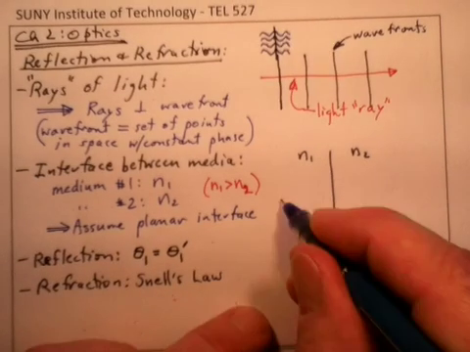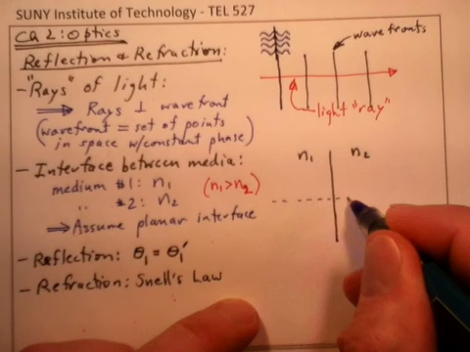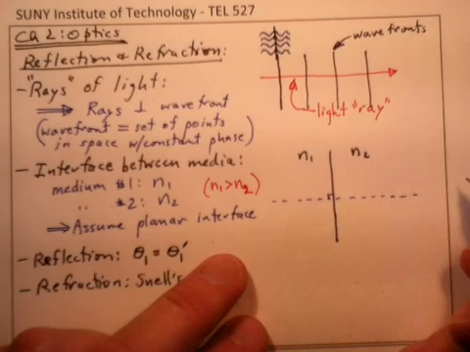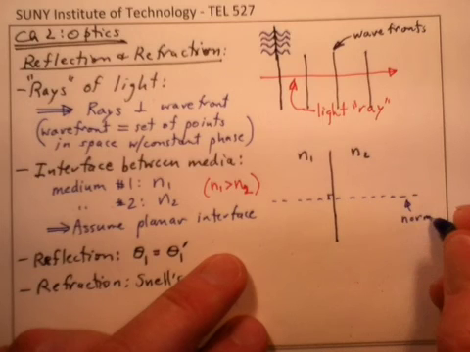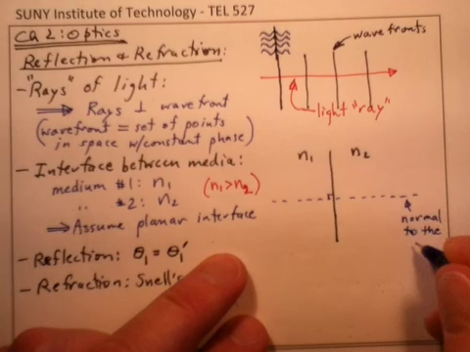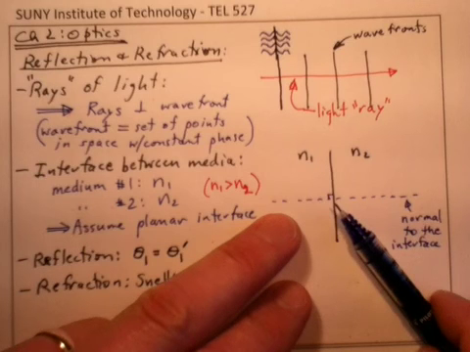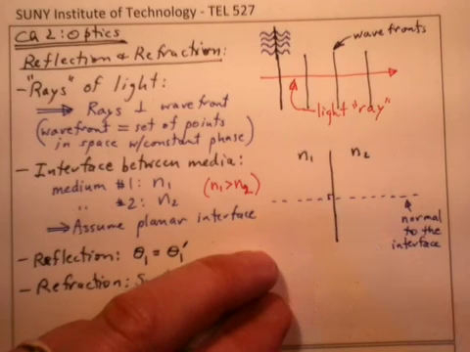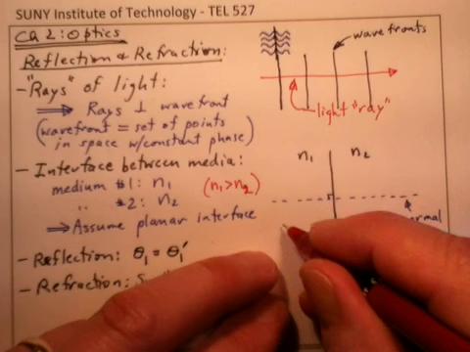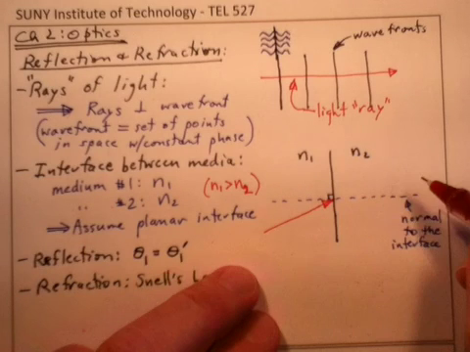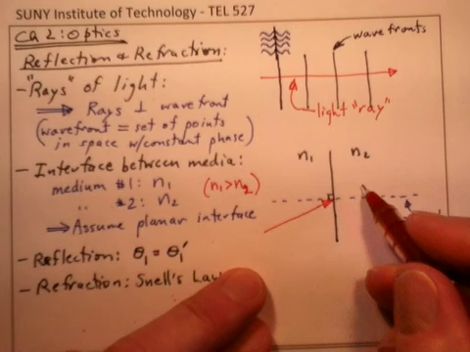Well, the first thing I'm going to do is draw a line perpendicular to that interface, and that will be the normal to the interface. And then I'll characterize the rays by their angles from that normal. And so, for example, I can bring a ray in here, and I can hit this point with my ray, and I can ask, okay, what happens to this ray as it hits this interface?